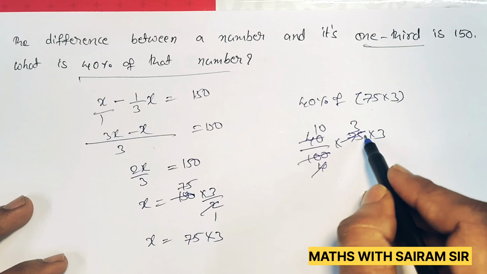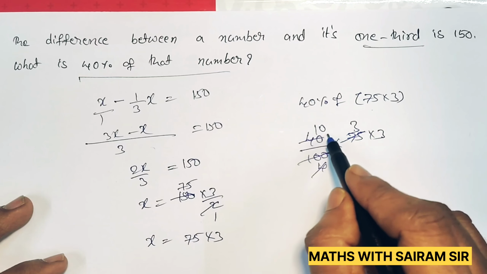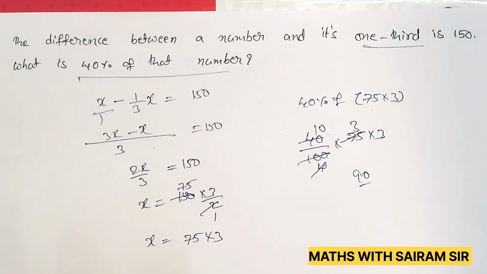Now this can be simplified as 3 threes are 9, 9 tens are 90. So 40% of that number is 90. Okay.